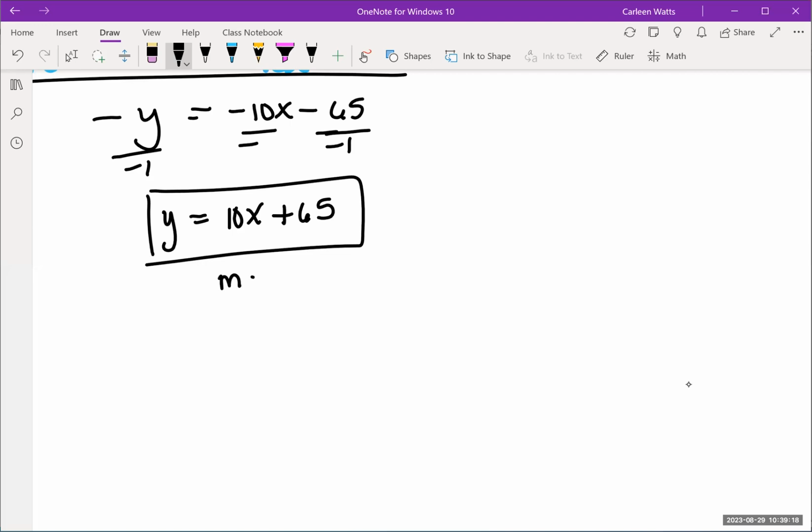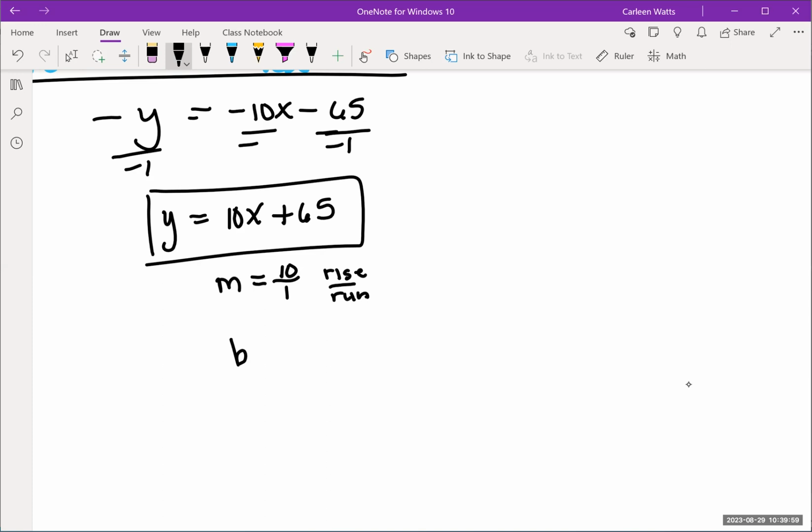So we should be able to get, m stands for what? Not what it is, but m stands for what word? Rise over run, thank you. Or we're just going to say slope. And it's also how it moves. So the slope is the coefficient of the x. So I'm going to say 10 over 1. And yes, it is rise over run.